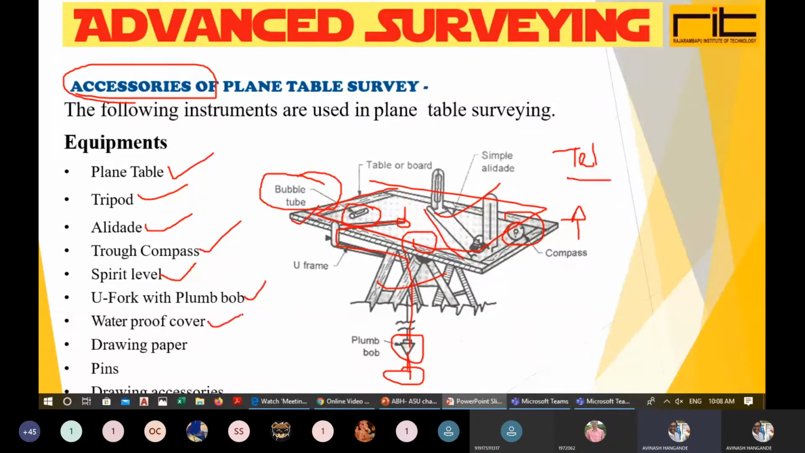Then the waterproofing cover, used when there is light rain, not heavy rain. In that case, we use the waterproofing cover. It is just a plastic cover which covers the plane table. Then the drawing paper, pins and drawing accessories. In drawing accessories, we have pencil, rubber, eraser, then scale, protractor, circles. All these come under drawing accessories. So these are the accessories that we had seen.